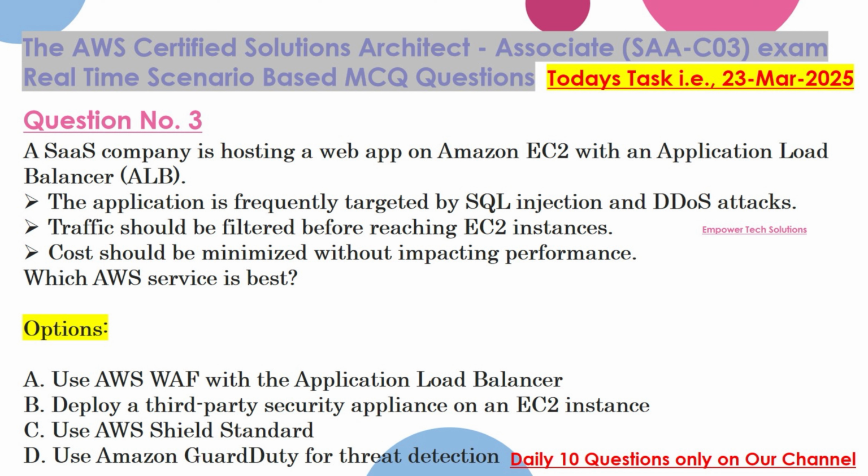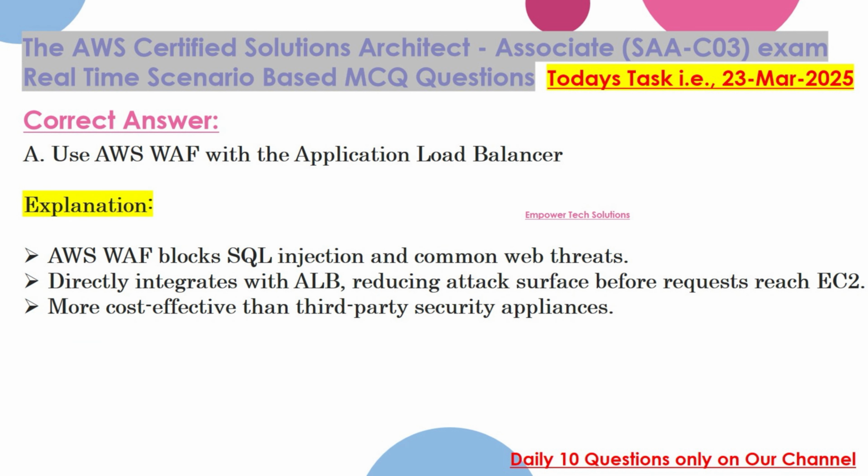Options: A. Use AWS WAF with the application load balancer. B. Deploy a third-party security appliance on an EC2 instance. C. Use AWS Shield Standard. D. Use Amazon GuardDuty for threat detection. Correct answer: A. Use AWS WAF with the application load balancer.